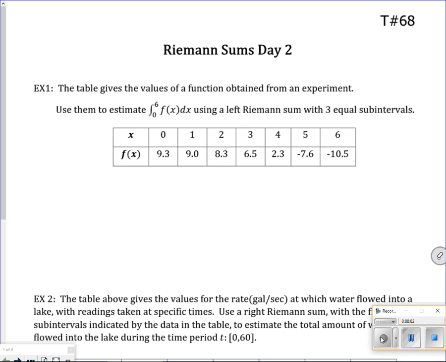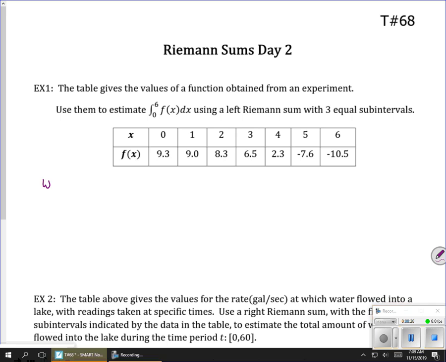Okay, so with Riemann sums, hopefully you're getting the idea. We got lots of notes, so let's get rolling. The table of values gives the function from an experiment. Use them to estimate that integral with a left Riemann sum.